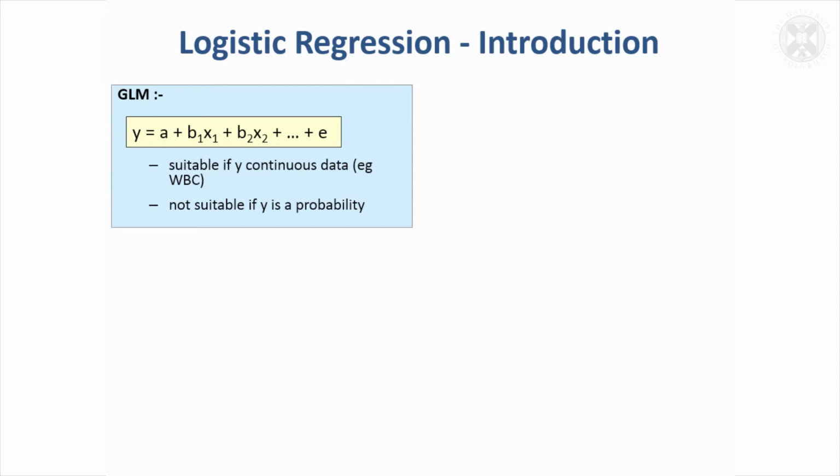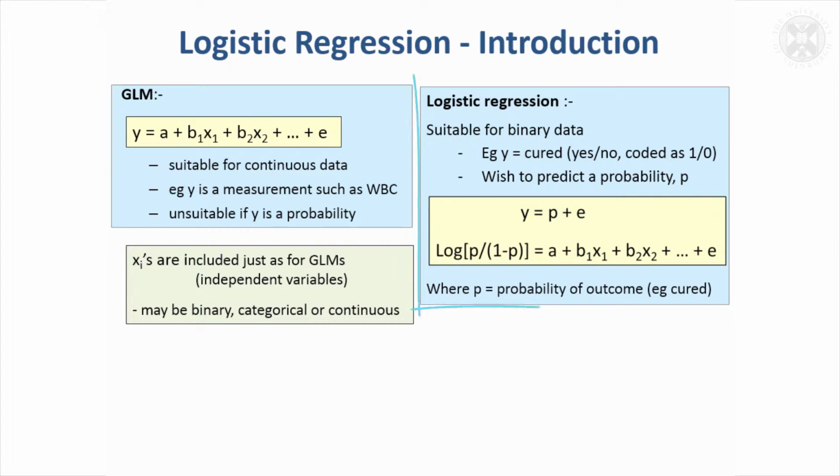So logistic regression had a brief introduction last time, but I'll just explain again how you get from a general linear model, which could be expressed like this, so it's just a linear equation, how you get to a logistic regression from that. In logistic regression, you're actually trying to predict a probability rather than a continuous measurement that you were predicting in a general linear model.